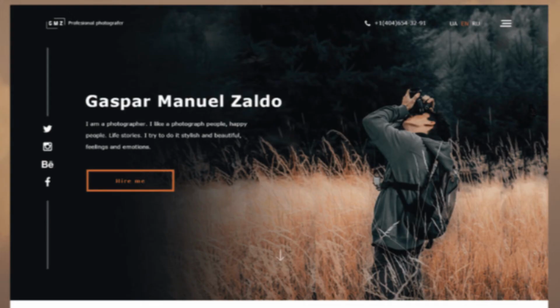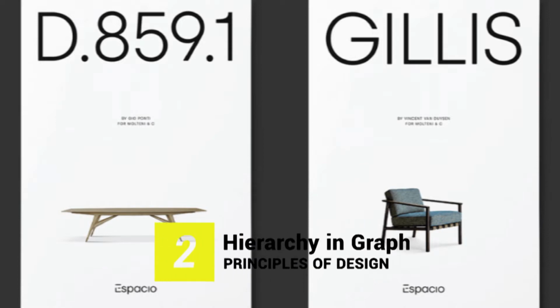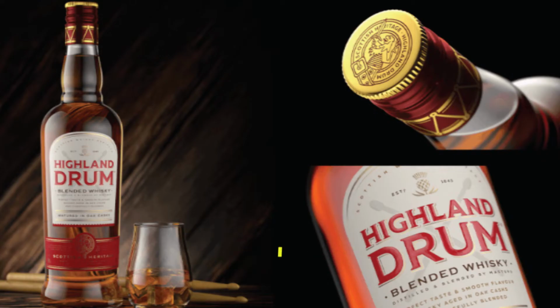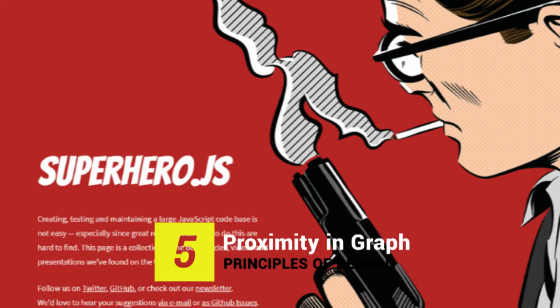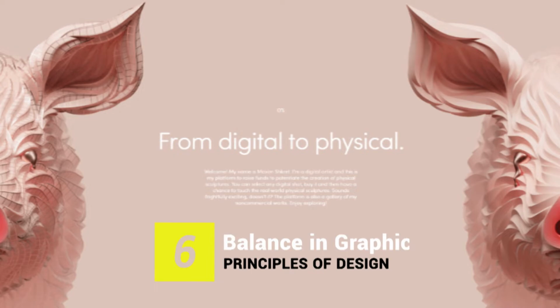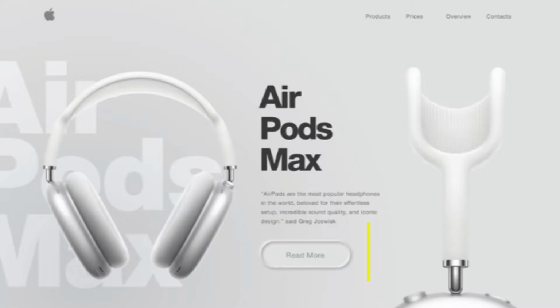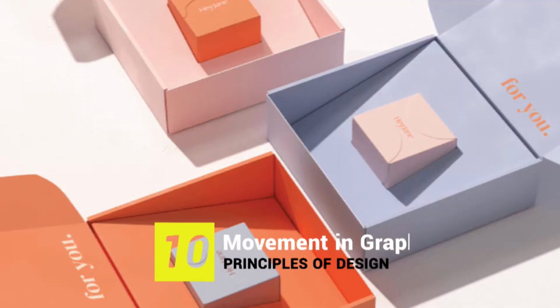The 10 Principles of Design, Overview. 1. Alignment. 2. Hierarchy and emphasis. 3. Contrast. 4. Scale and proportion. 5. Proximity. 6. Balance. 7. Color and pattern. 8. Space. 9. Movement. 10. Harmony, unity.